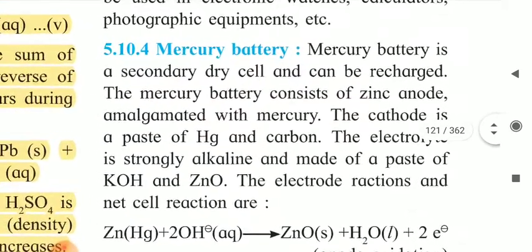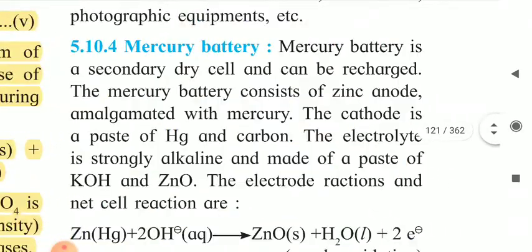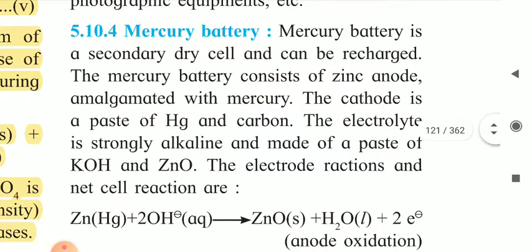Now students, we are moving to the next point, that is the mercury battery. This is a new part of your syllabus. The mercury battery is a secondary dry cell and can be recharged. The mercury battery consists of a zinc anode amalgamated with mercury. The cathode is a paste of mercury and carbon. The electrolyte is strongly alkaline and made of a paste of KOH and zinc oxide.